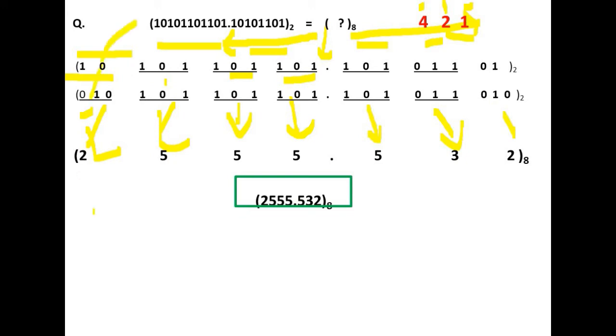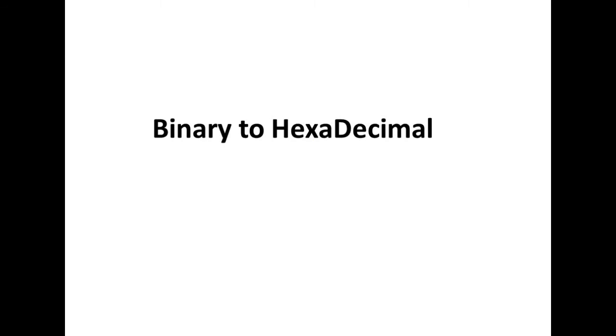So now we have converted this binary number into the octal number, that is 2555.532. So this way we can convert any binary number into octal. Thus we have to make groups of 3 digits, and then we know how to convert these 3 digits into the octal number system. Now we will convert binary to hexadecimal.